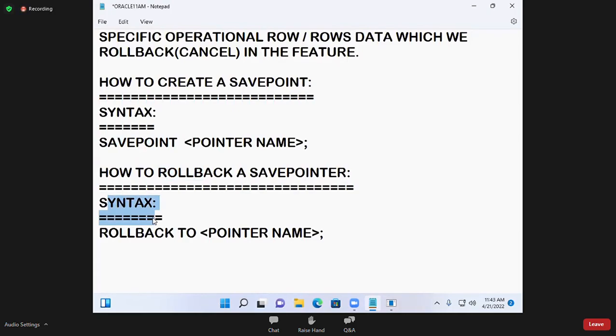Commit to save pointer, no syntax, because it always commits. If you committed, then why are you creating a save point? Not necessary. Yes or no? So that is what. Okay, so this is what now, the savepoint advantage.